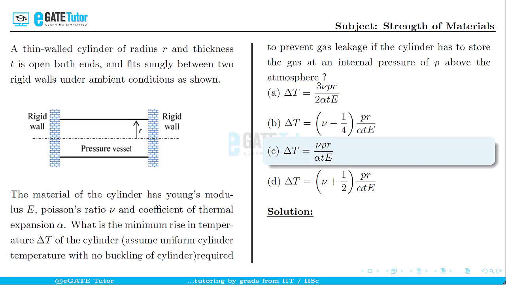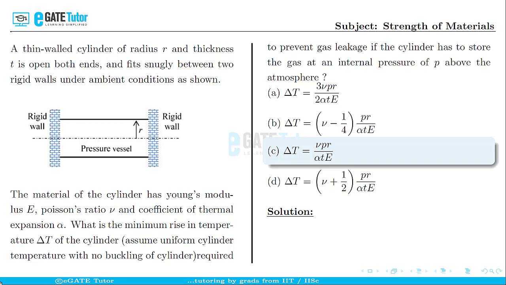This question is from strength of materials for 2 marks. A thin-walled cylinder of radius r and thickness t is open at both ends and fits snugly between two rigid walls under ambient conditions as shown. So basically this is a pressure vessel of radius r and thickness t. It fits snugly, which means comfortably. So this pressure vessel comfortably fits between two rigid walls and the ends of the pressure vessel are open.